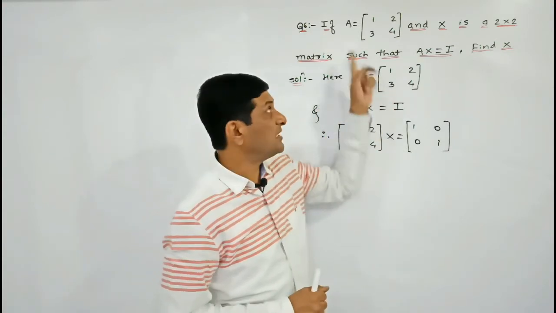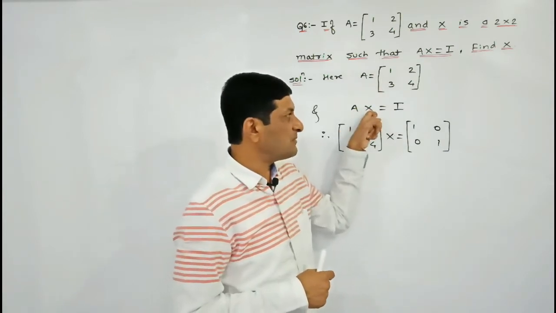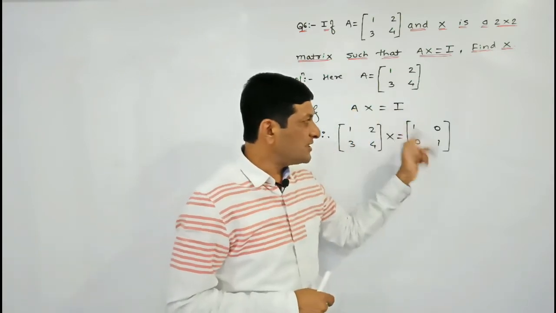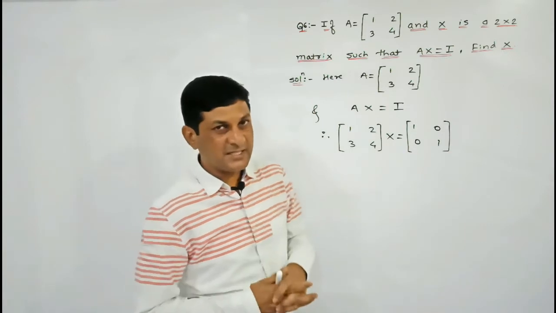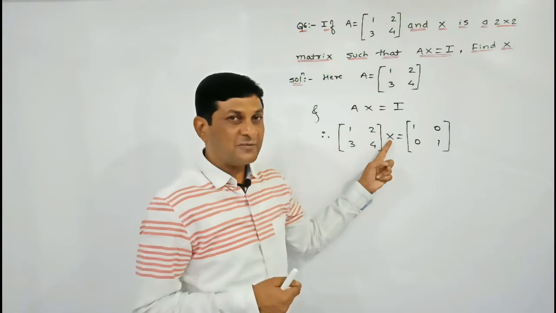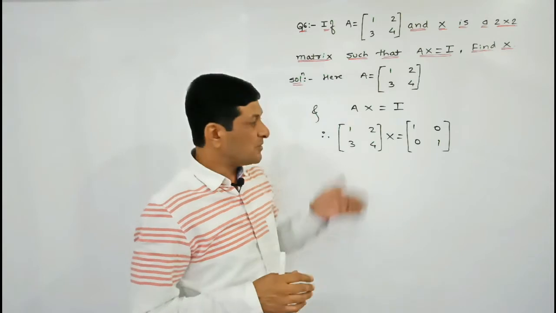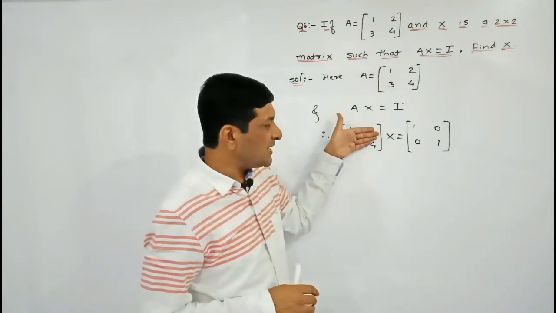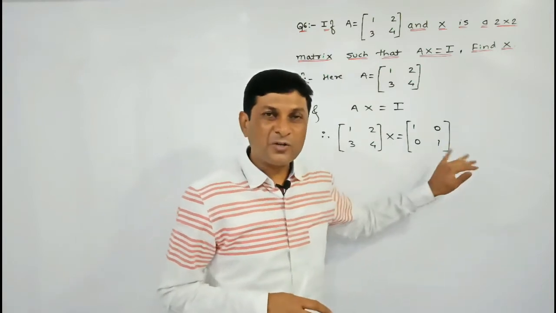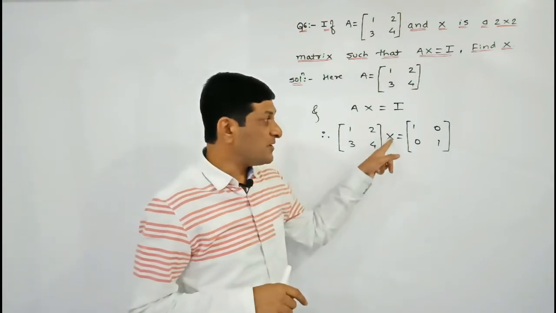A is one matrix whose elements are 1 2 3 4, and this matrix satisfies which condition? Its multiplication with matrix X is identity. We have just substituted the value of matrix A, and on this side we have written the identity matrix, isn't it? Now to find our matrix X, we have to convert this matrix into identity. If we are able to convert this matrix into identity, then on this side identity into X will be equal to X, and whatever new matrix we get on this side will be the value of X.